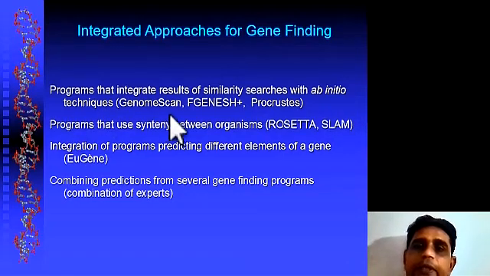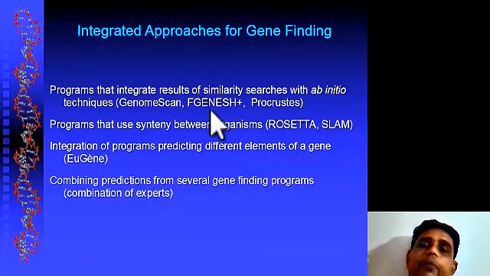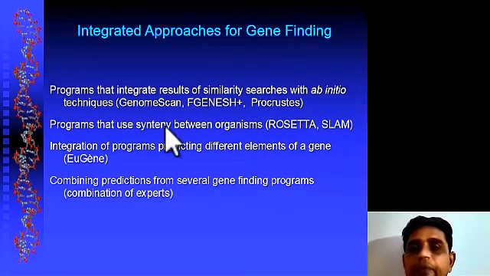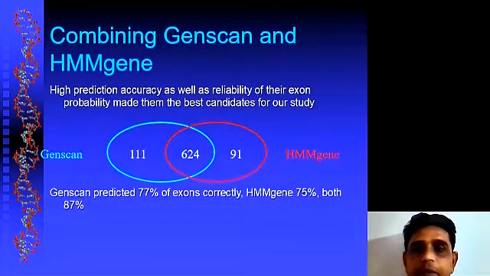The program will integrate the similarity search with the ab initio technique. For example, we will be using the GenomeScan method, fGENESH and ProCrustes together. And depending upon the result of all of these, that will be merged together and we will find the result out of that. We will see one example of this also. This is the combining program of the prediction. We will see an example of that.